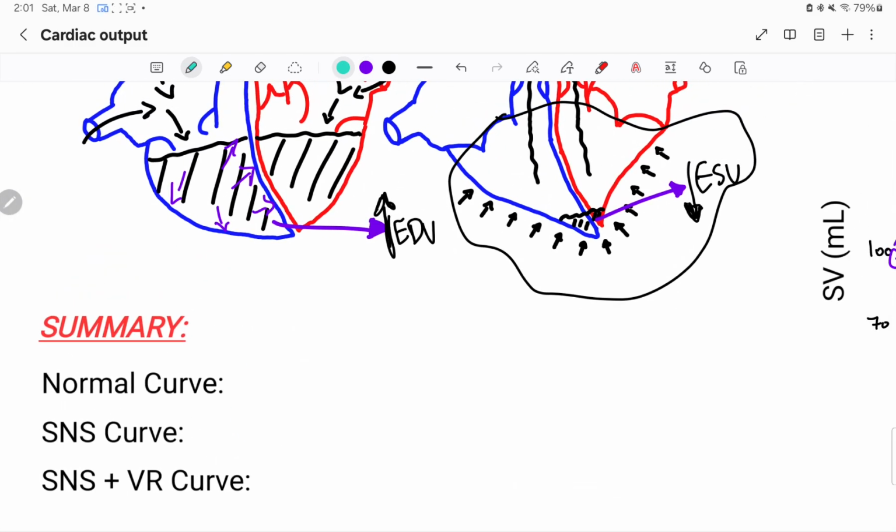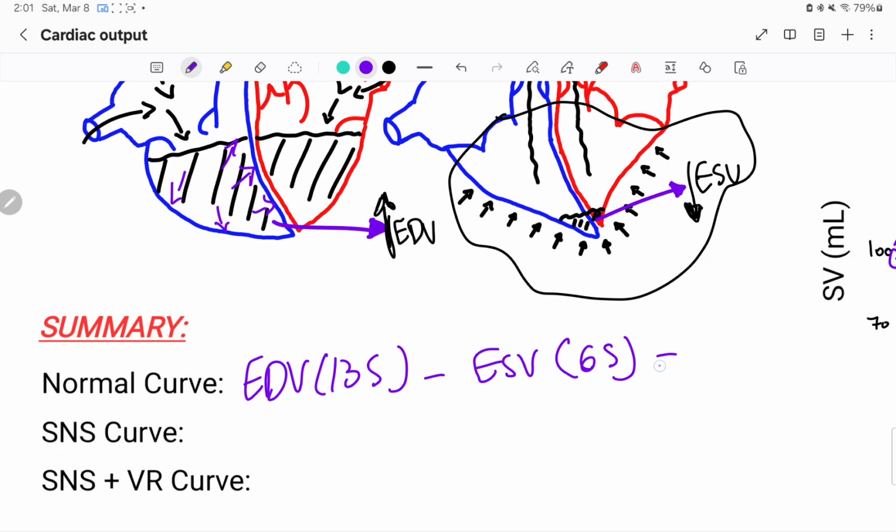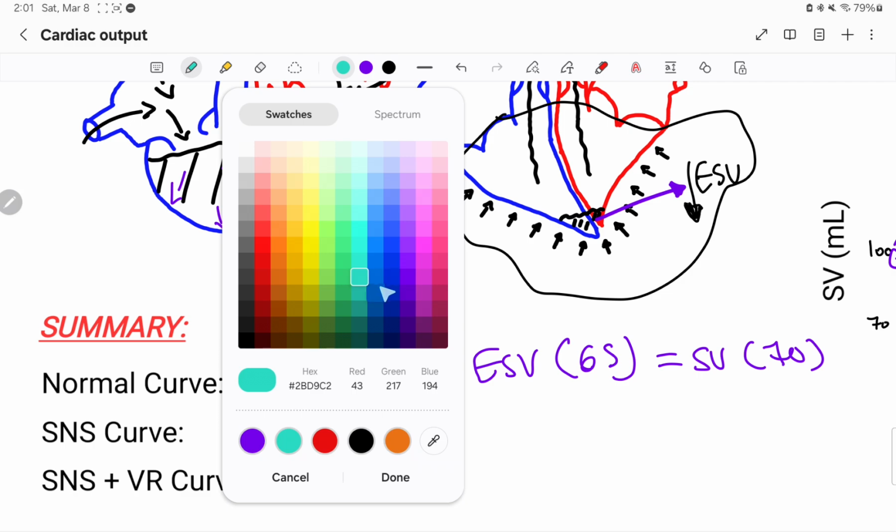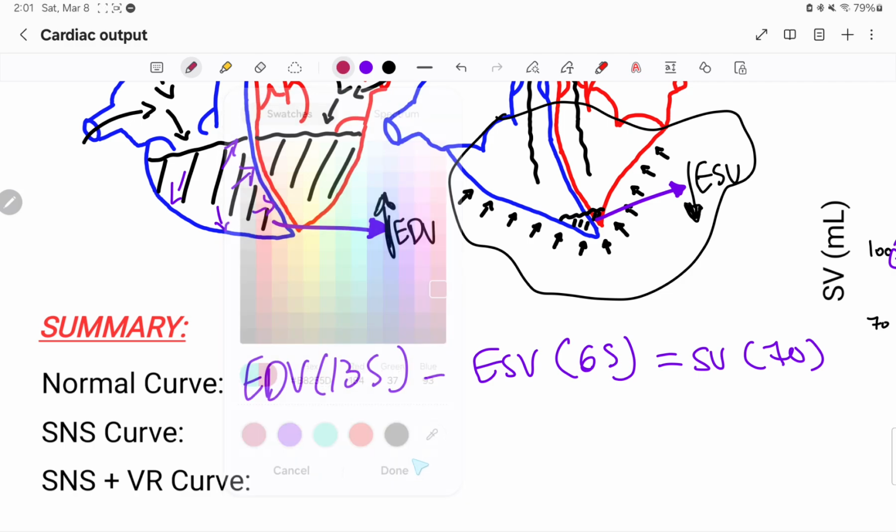So we can say that, for example, a normal Frank-Starling curve with an end diastolic volume of 135 minus an end systolic volume of 65, these are the average values, will grant us a stroke volume of 70. We all know this. And we looked at a curve or an example with the sympathetic nervous system being at play there.